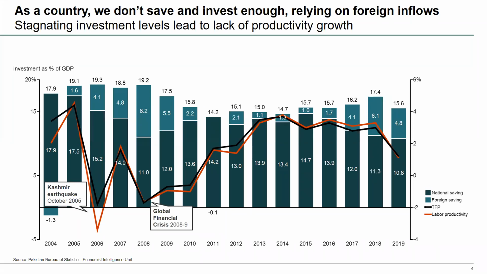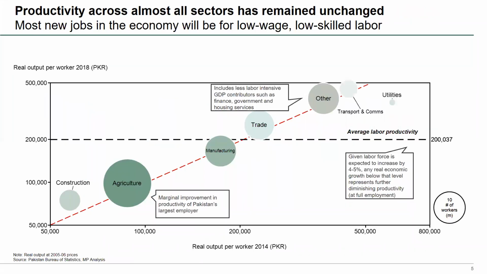Let me put some numbers out there just so that we can understand what this productivity stuff is that I'm talking about. If you take real output per worker, so the quantity produced per worker across sectors, and you start breaking it down, what I'm comparing on the x-axis is what productivity was in 2014 versus what it was in 2018. So a 5-year change.